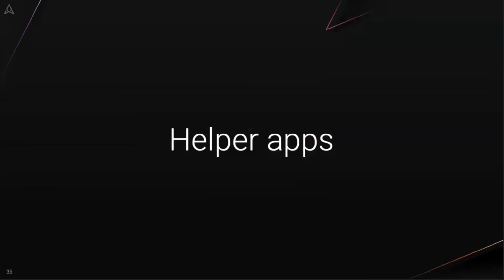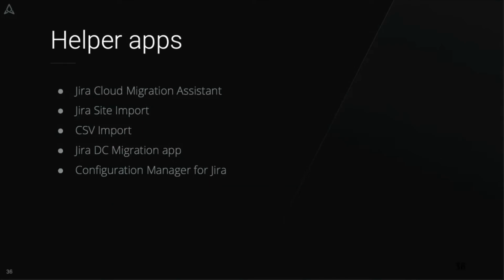All right, so now let's talk about some helper apps. So you're not alone when it comes to migration. There are a few apps on the marketplace that may be able to help you with this process. The Jira Cloud Migration Assistant is one that you probably may have heard of. It's a free app created by Atlassian to support customers in on-premise to cloud migrations. It's still being developed, but works well for small-scale migration efforts. It does not yet support Jira Service Management, and moving app data is currently in EAP.